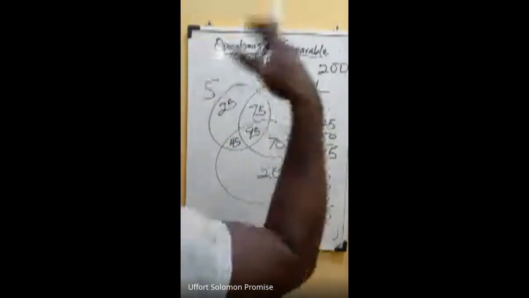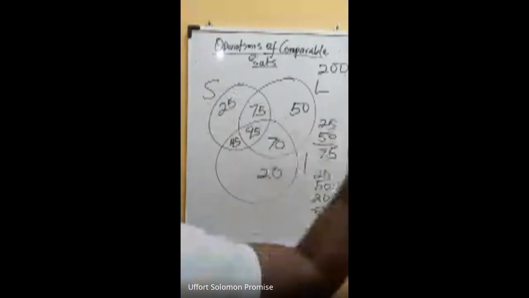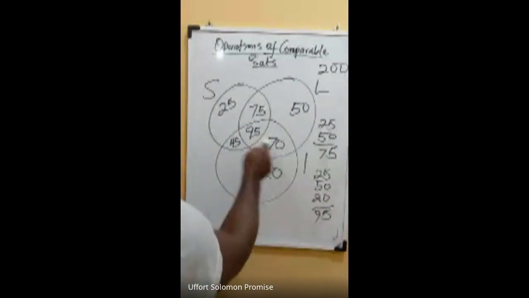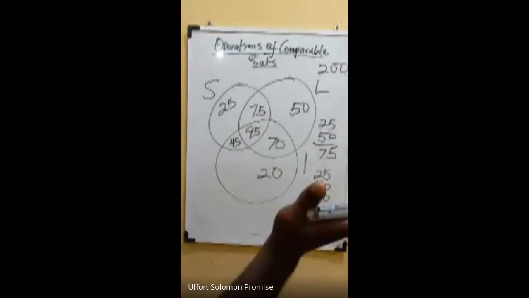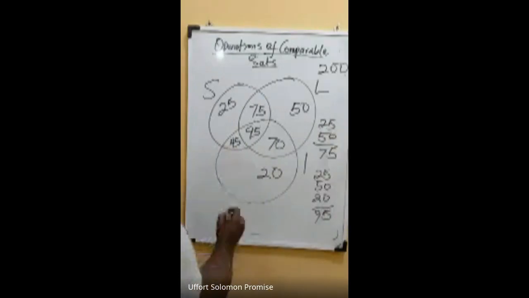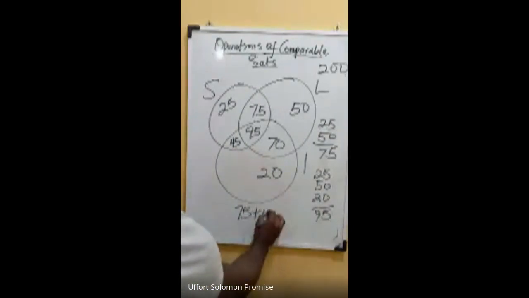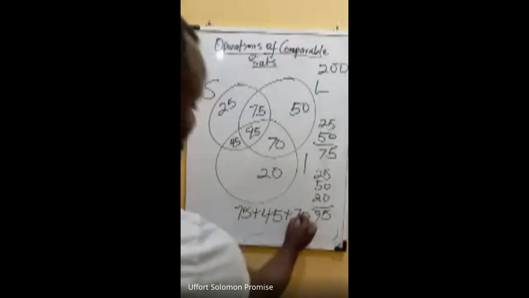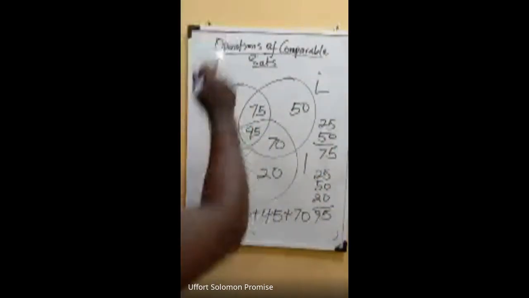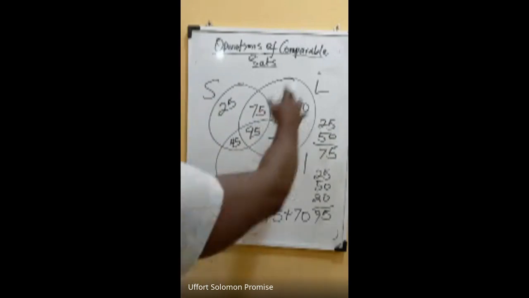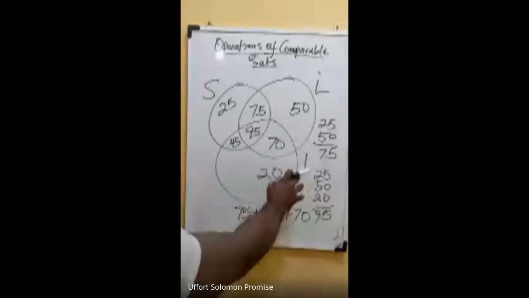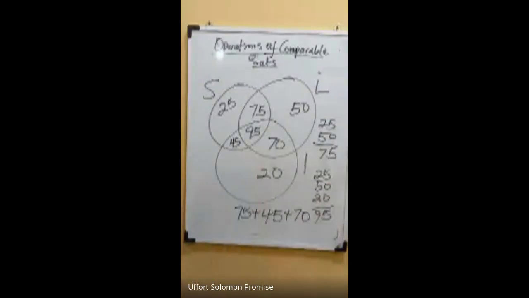If I was doing an assumption, if you actually add up the intersections, you should be able to get the total number of trucks Jacob Enterprises has. So that is 75 plus 45 plus 70. Now, if they ask you what is the total number of trucks, maybe the question just gives you 25 trucks sent to Sokoto, 50 trucks sent to Lagos, 20 trucks sent to Ikeja. How many trucks do we have in total?